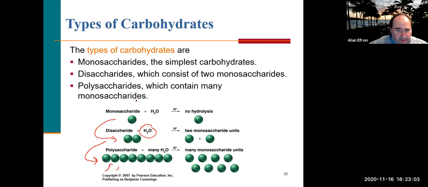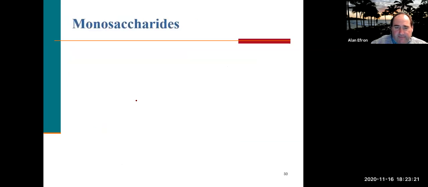These are just a whole bunch of bonded guys that result from basically removing water and squishing everybody together. If we wanted to go the opposite way, we would add water to it and it breaks it into its monosaccharides. You add the appropriate amount of water. So let's talk about each of these individually a little bit.